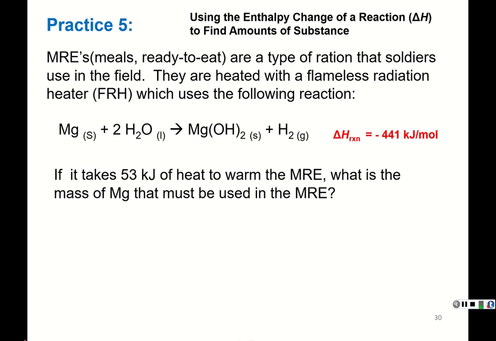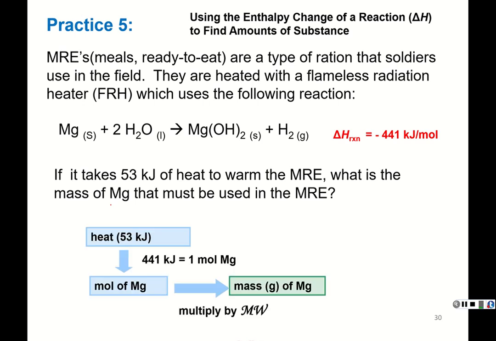Okay, so this word problem might seem on the surface a little bit tricky or confusing, but just try to break it down and go through the dimensional analysis. We're given a value of kilojoules, and then we're given a value in kilojoules per mole. So here, we want to find an amount of something, the mass of magnesium. So we have enough information here to determine the number of moles of magnesium that must be used.